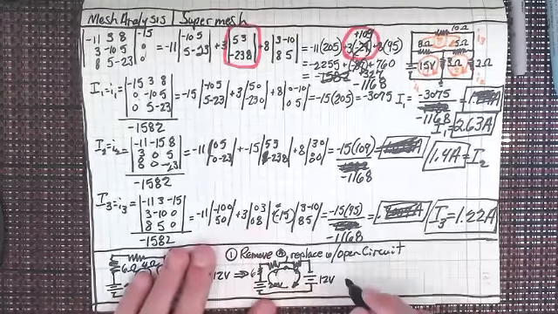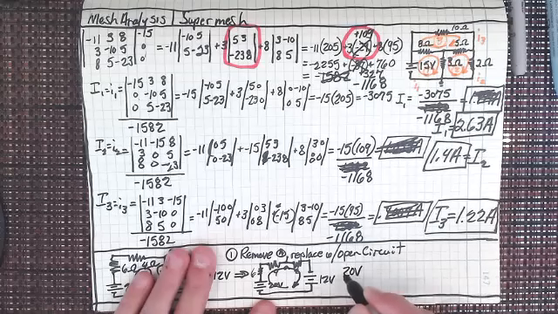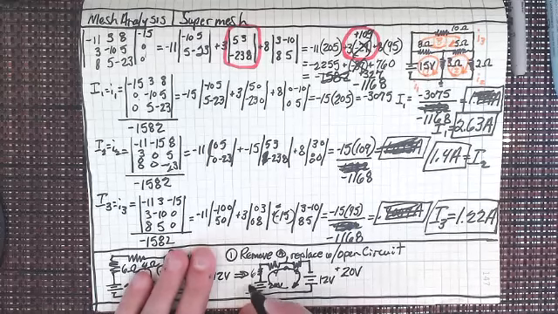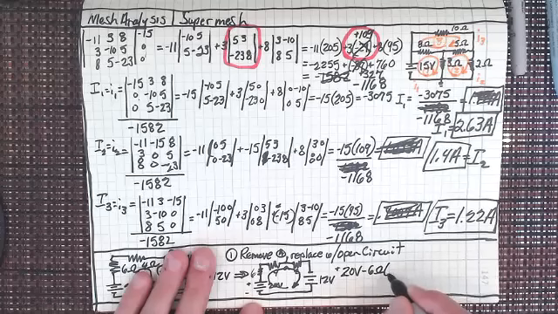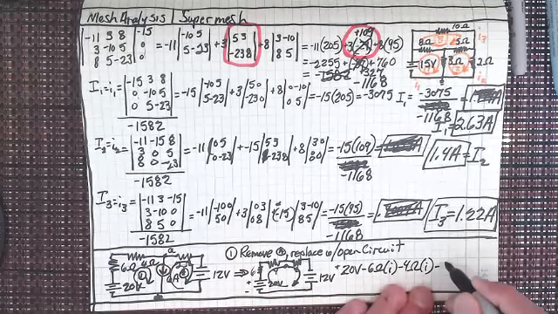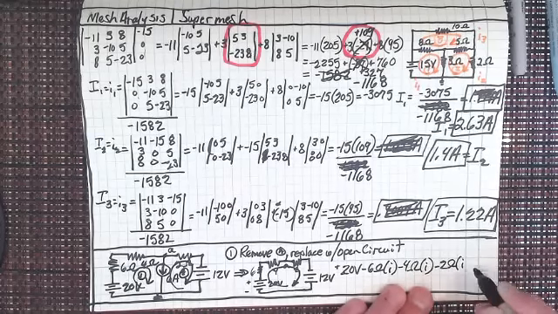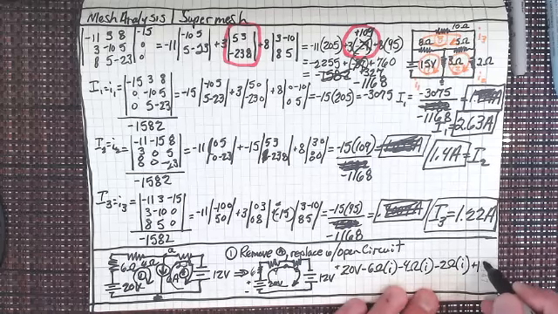When I sum the things going around that mesh, wouldn't that be plus 20 volts, because I'm going from the minus to the positive there, and then minus 6 ohms times I, minus 4 ohms times I, minus 2 ohms times I, and then as I keep going, plus 12 volts. All of that equals 0.